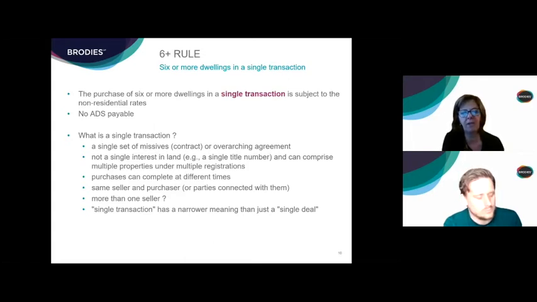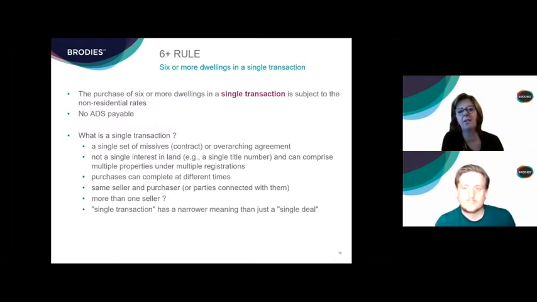Now, if you are buying 6 or more dwellings in a single transaction, the whole thing is subject to the non-residential rates. It's treated as a non-residential purchase and no ADS is payable. So that's obviously a very valuable position to be in. But what is a single transaction for these purposes?